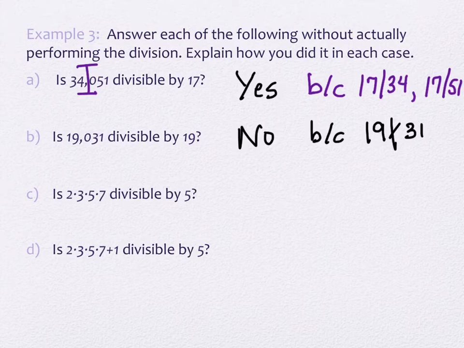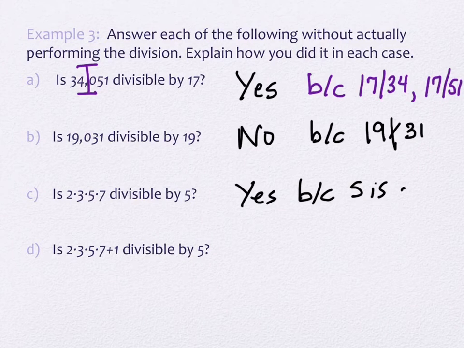All right, C and D are a little different. They are related to one another, however. Is 2 times 3 times 5 times 7 divisible by 5? The goal is not to multiply that out, okay? Yes. Why? That's right, because there's a 5 that's listed as a factor. All right, so yes. There's several things you could write down. I'll write that one down because 5 is a factor.